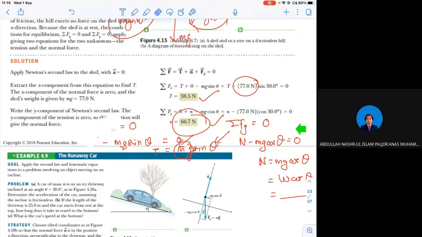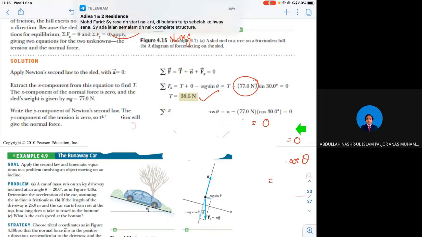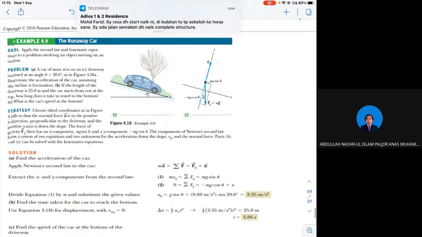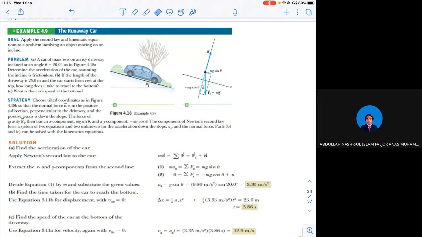Let's look at another inclined situation using a car, for example the runaway car. It's not tied to any tension, so this is a very good example because it's quite different from the previous one. A car of mass m is on an icy driveway, inclined at an angle of 20 degrees as in the figure. Determine the acceleration of the car assuming the incline is frictionless. Again, they mention frictionless, which means we don't have to consider friction.